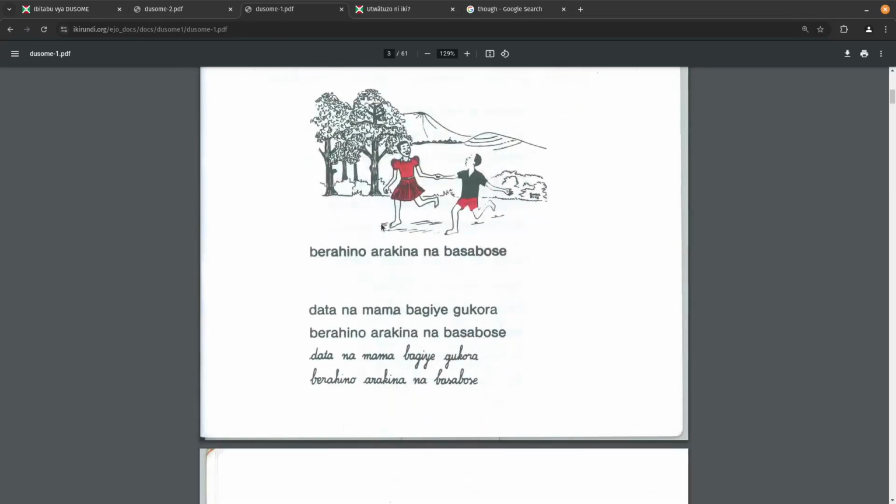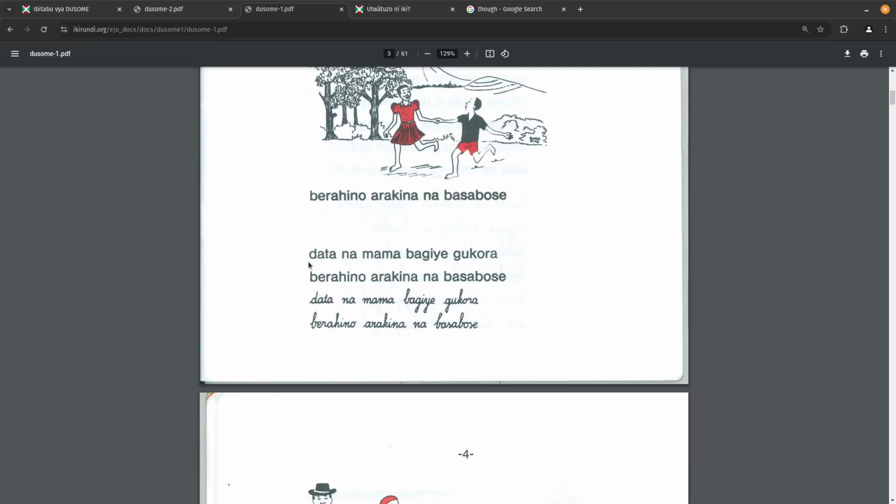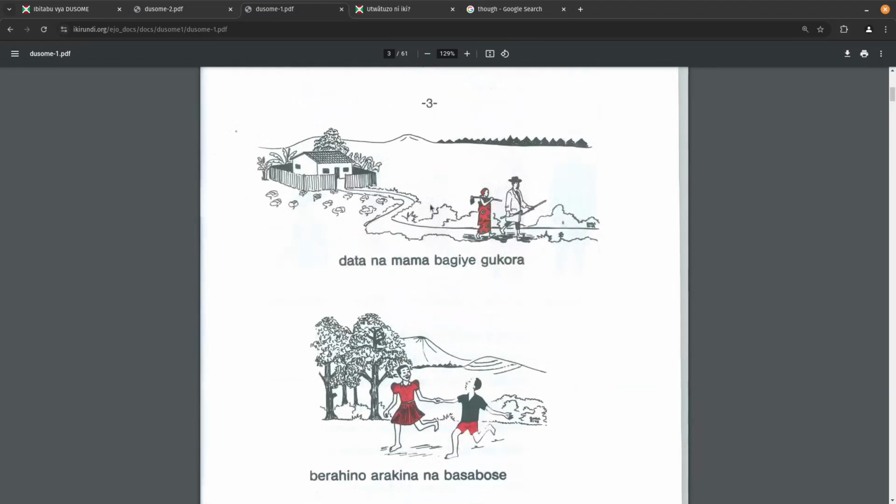Going back to the exercise, yes, so we were right here. Verahino, I believe this is Verahino. Verahino, arakina, na, basa bose. This is basa bose. Verahino is playing with basa bose. And this is the complete two sentences, this one and this one.